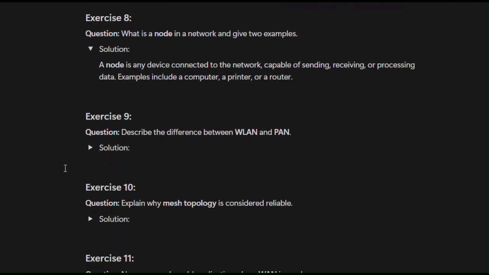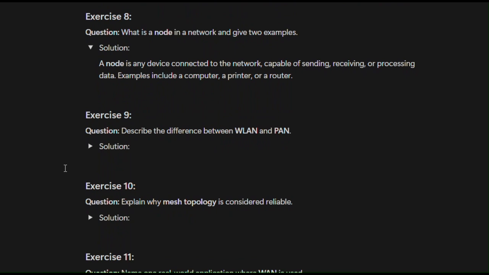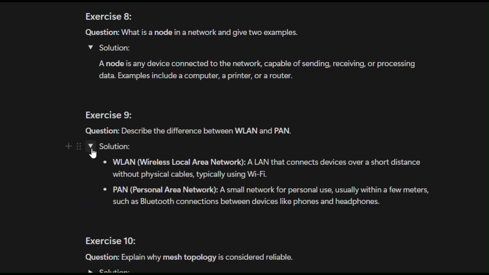Exercise 9. Describe the difference between WLAN and PAN. The wireless local area network is a LAN that connects devices over a short distance without physical cables, typically with Wi-Fi. But the personal area network, or PAN, is a small network for personal use, usually within a few meters, such as Bluetooth connections between devices like a phone and headphones. This is the difference between WLAN and PAN.